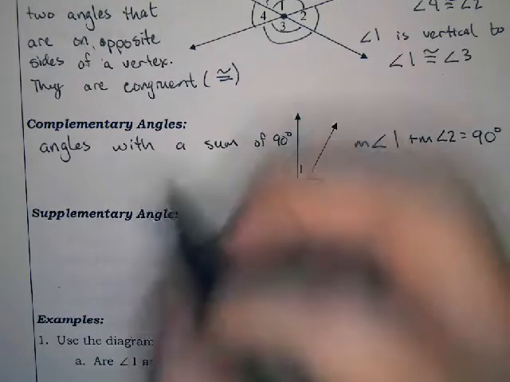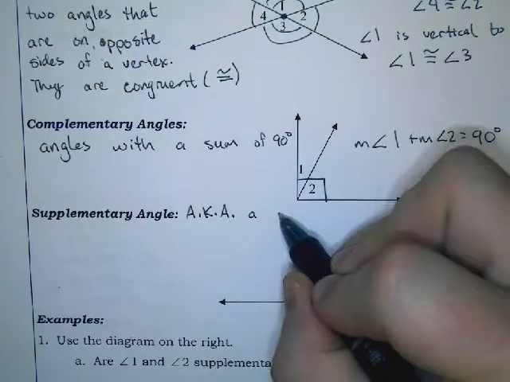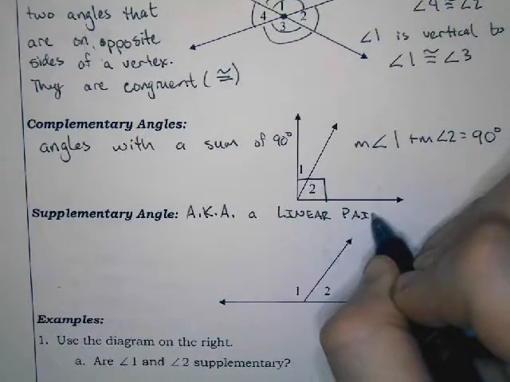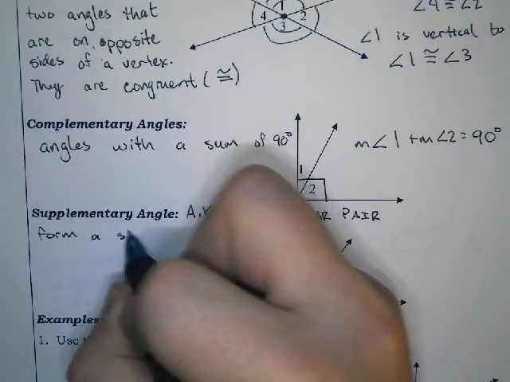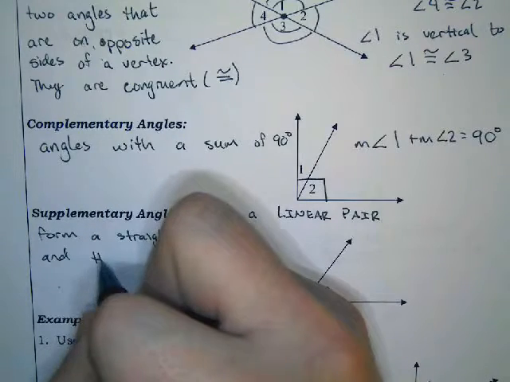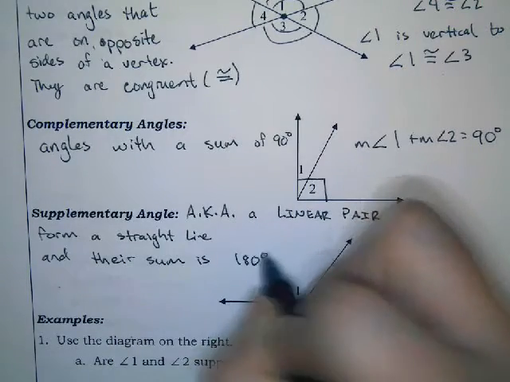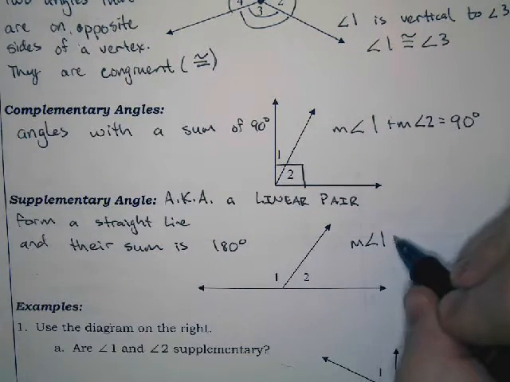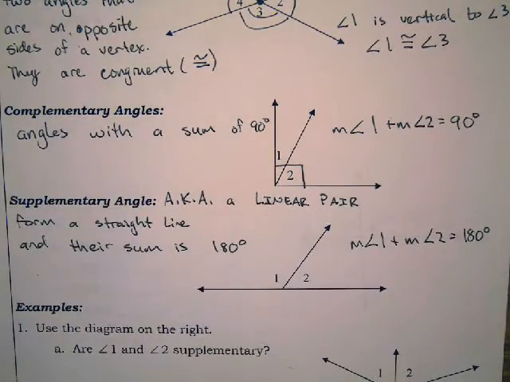Supplementary angles, also known as a linear pair, form a straight line and their sum is 180 degrees. So I could say the measure of angle 1 plus the measure of angle 2 is equal to 180 degrees. We don't really have a symbol for that.